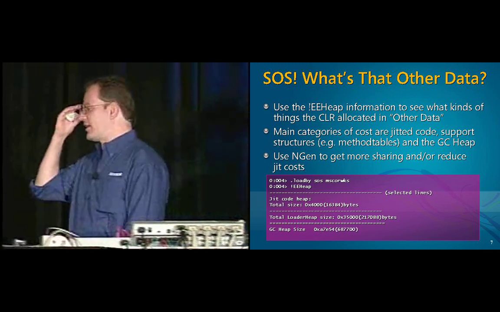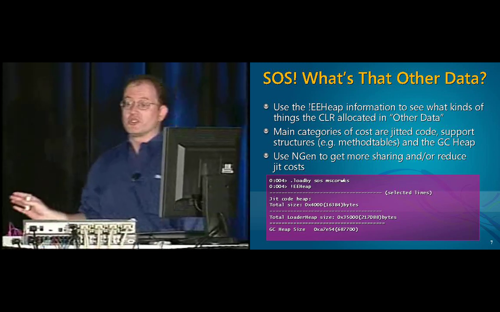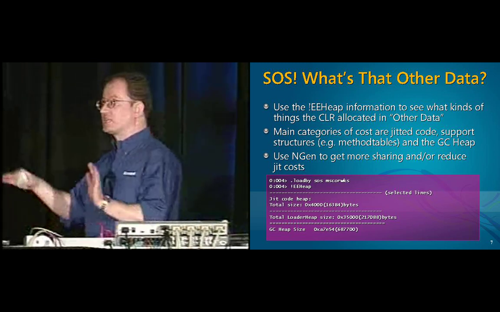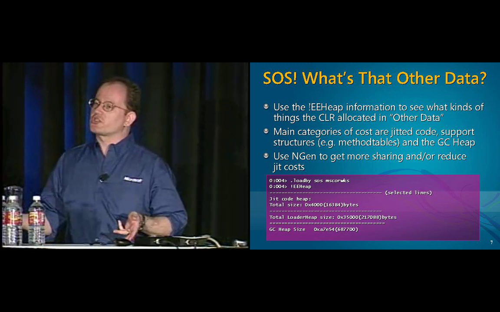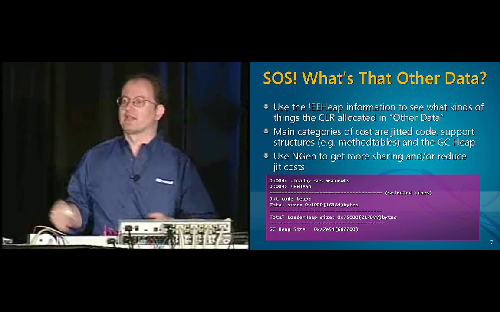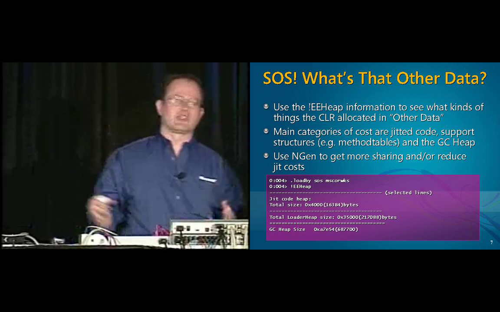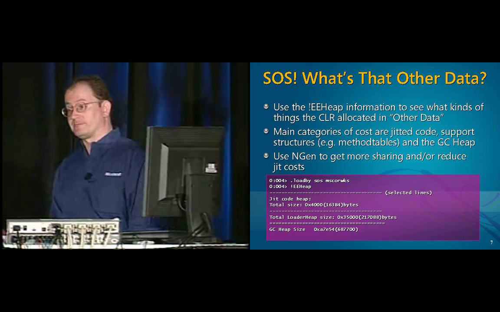Stuff that it doesn't understand. A classic example of stuff it doesn't understand is pretty much everything that we do. The garbage collected heap is other data as far as VA dump is concerned, because it doesn't understand the structure of the garbage collected heap. And our loader heaps, where we keep class information, information about what assemblies are loaded, linkage and binding and so forth, are also things that it doesn't especially understand.